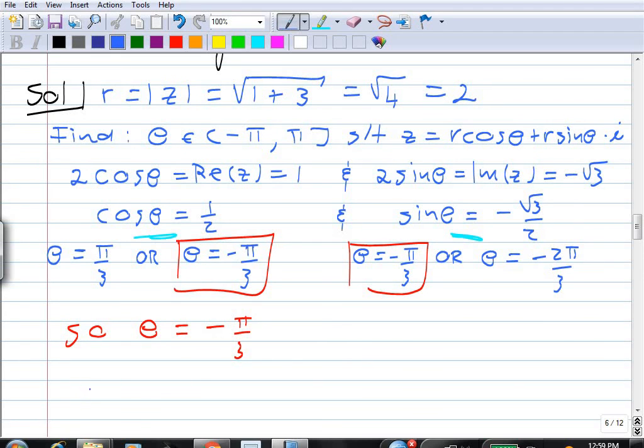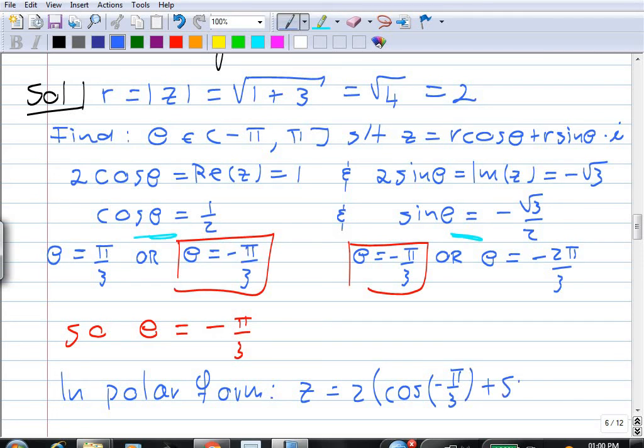So in other words, in polar form with principal argument, our z is r, which is 2, times (cos of minus pi over 3 plus i sine of minus pi over 3). Okay, so you must be careful when finding this value for theta. Right, remember, for each equation there are two solutions, and you need to extract the common one.